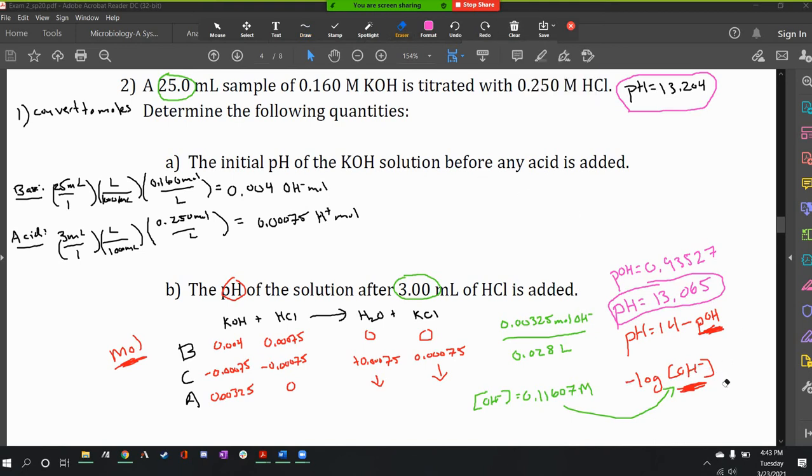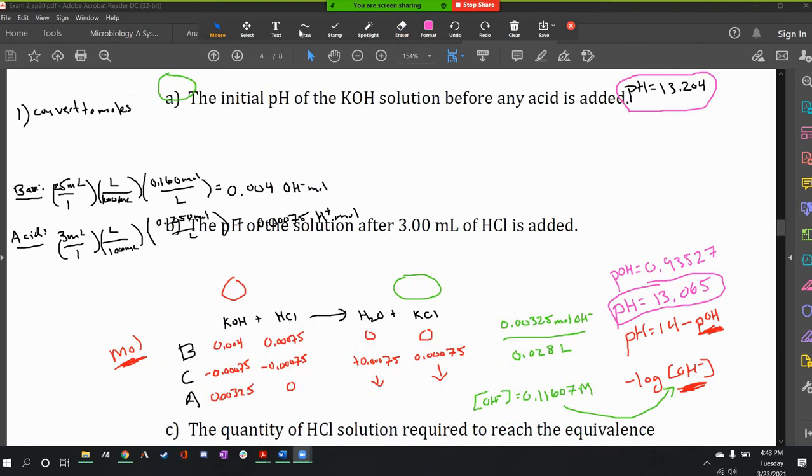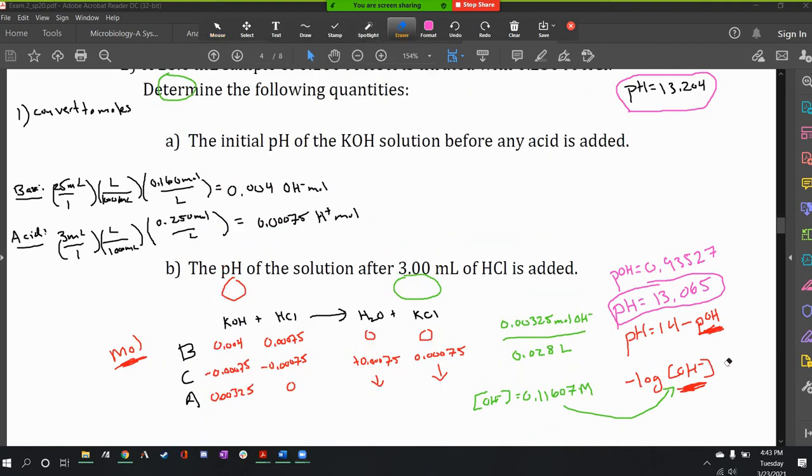Okay, I'm going to erase. Let me see if I need any of this for the next problem. Oh no. Okay, cool. I'm going to erase this part.